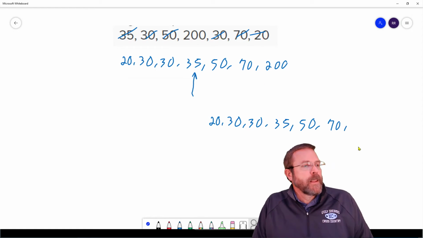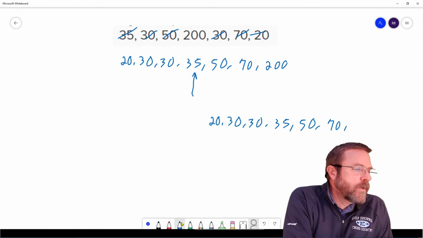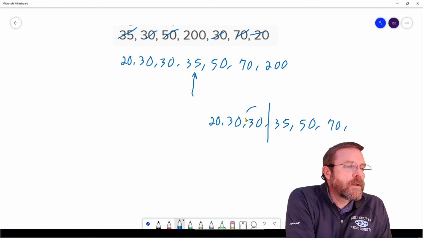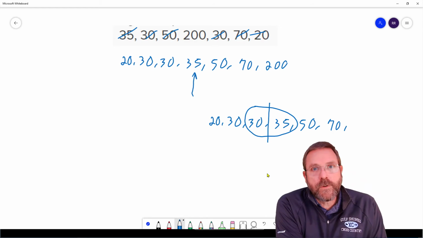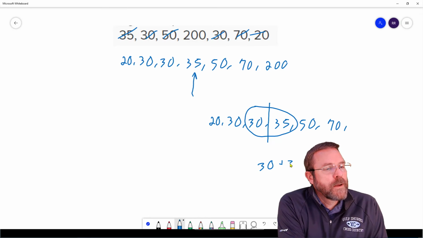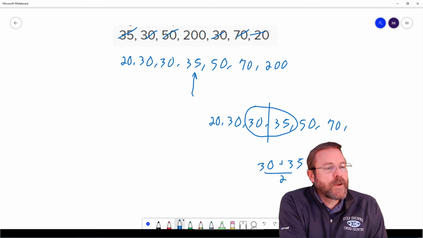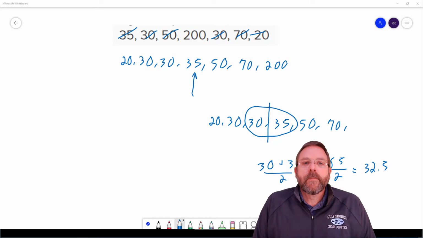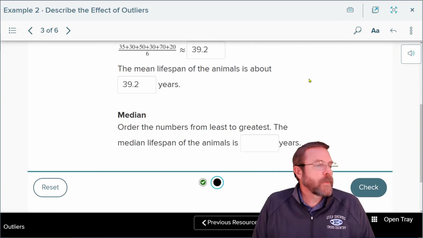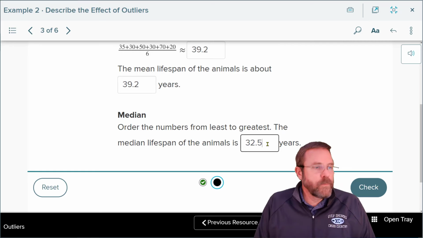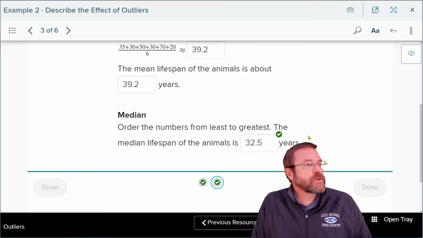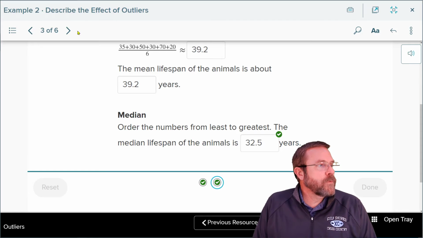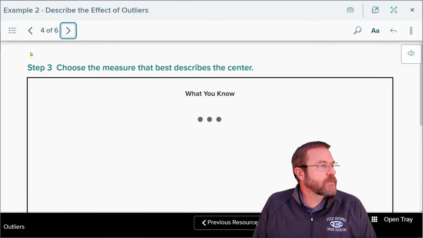I sure can. And now when I do that, my middle value is going to go right here. So I have to average 30 and 35. That's 30 plus 35 divided by 2, which is equal to 65 divided by 2, which is equal to 32.5. And jump back over to my median again, and I'm going to put in my 32.5 years there, and that checks. Now if we compare those values, hopefully they'll let us do that next.